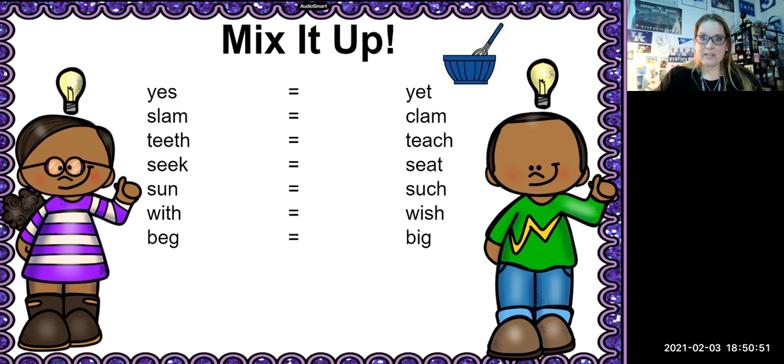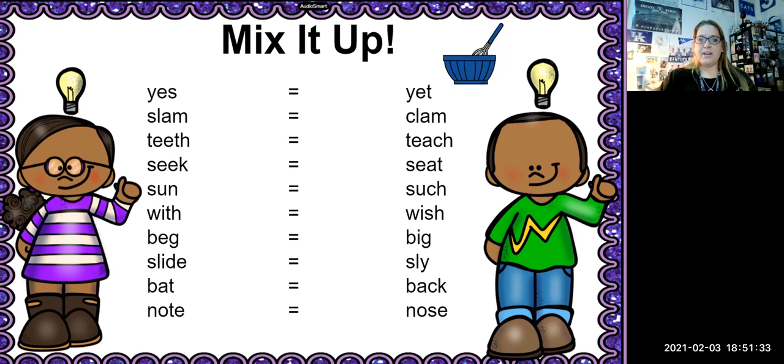Very good. All right, our next word is slide. Slide. I think we've done this one. Nope. We're going to get rid of the d sound. We're going to take out that d sound. So the new word is sly. Good. The next word is bat. Bat. And we're changing the t to k. Good. The next word is back. Good. The last word is note. Note. And we're changing the t to z. So the new word is nose.